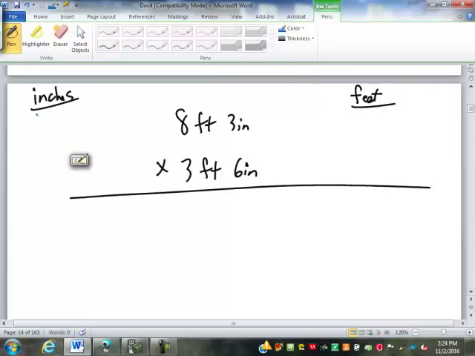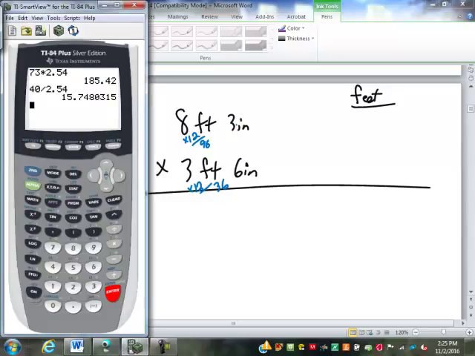So if I wanted to convert this all into inches, what would I do? Well, 8 times 12 is 96 plus 3. That's 99 inches. For my 3 foot 6 inches, what do I get for inches? Well, 3 times 12 is 36 plus 6 is 42 inches. Very good. So now we go ahead and multiply 99 inches times 42 inches.